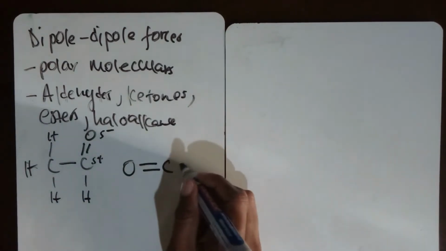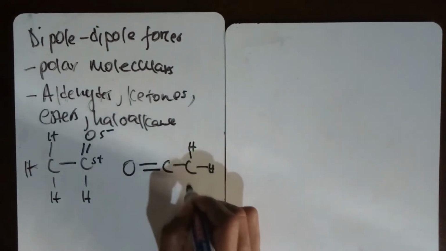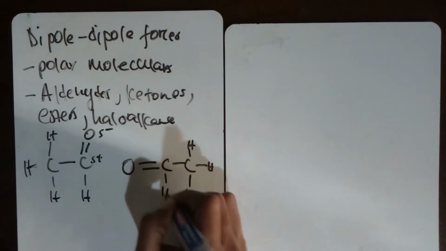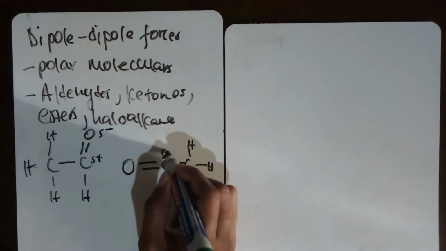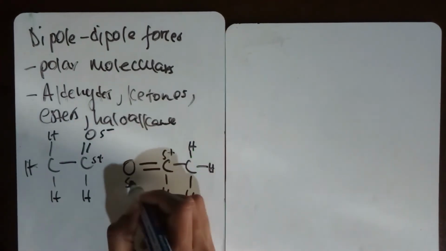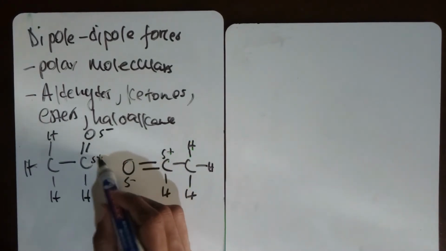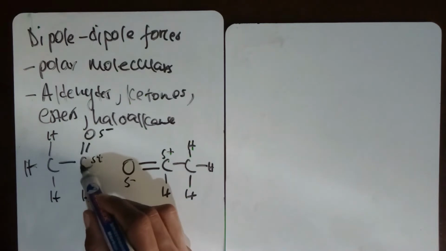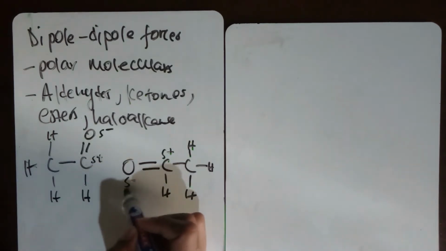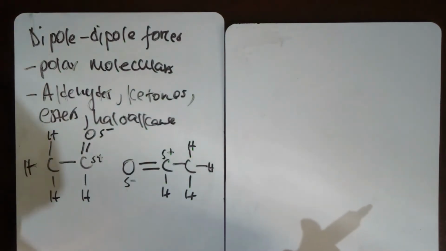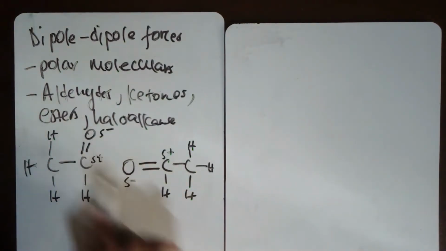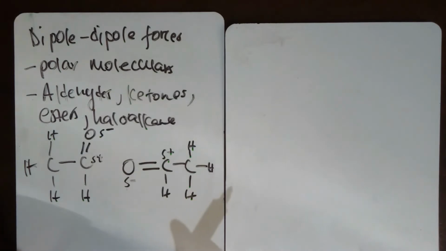Let's say we have the same ethanol on the other side. This one will be slightly positive, and this one will be slightly negative. And then the slightly positive carbon of this molecule will be attracted to the slightly negative oxygen of the other molecule, and then we have those dipole forces. Because they attract each other, they are stronger than induced dipole forces.